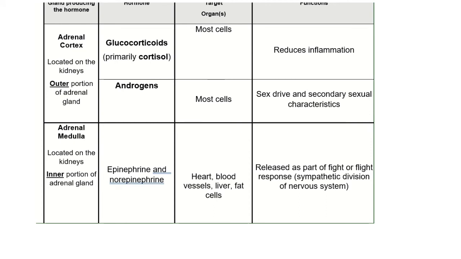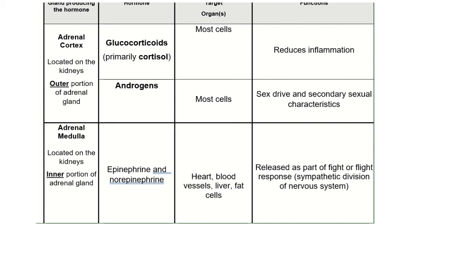It secretes a hormone called epinephrine and sometimes norepinephrine. This hormone used to be called adrenaline. This gland affects the heart, blood vessels, liver, and fat cells. It is released as part of the fight or flight response.